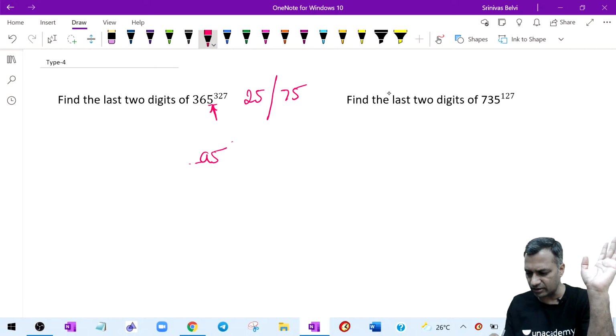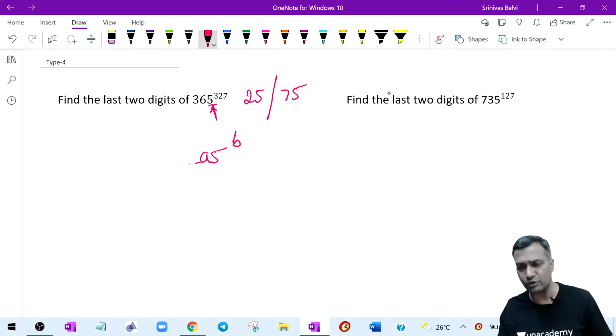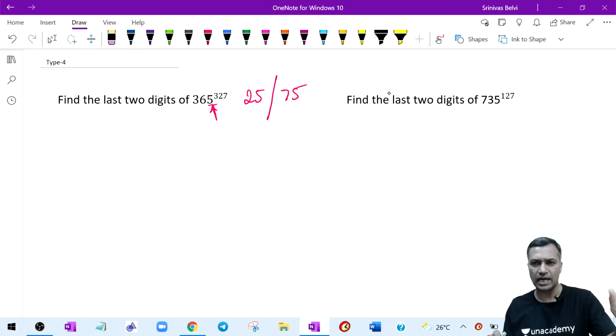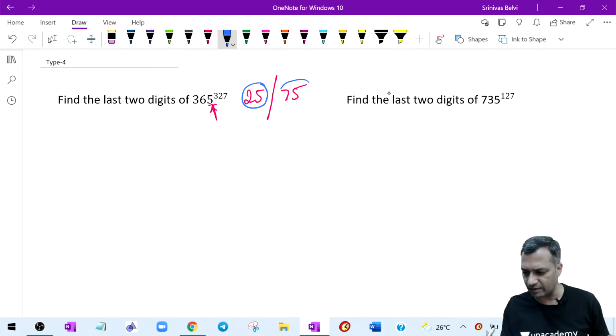There is an A here, there is a B here, whatever you want to write, you write all of it before that, above that, below that, all of it. So only two answers are possible. My answer should be 25 or my answer should be 75. How do I decide that?